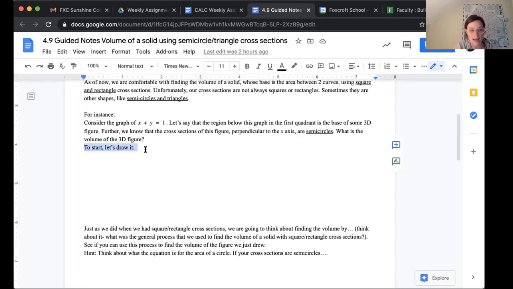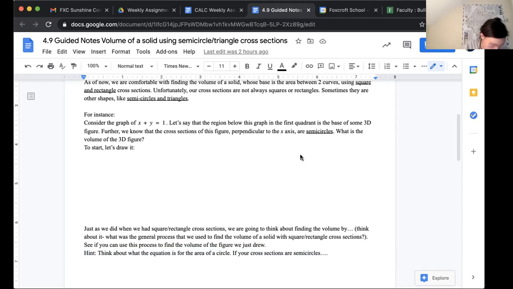So we're going to draw it, and I want you to take a second. Just as we did when we had square and rectangle cross sections, we are going to think about finding the volume by, well, think about this for a second. Pause the video, and think about what was the general process that we used to find the volume of a solid with square and rectangle cross sections? And see if you can apply this process to find the volume of the figure that we are about to draw. Okay, so I want you to try this potentially, but we are going to go through it together. See if you can figure it out though. Think about it as a challenge to yourself.